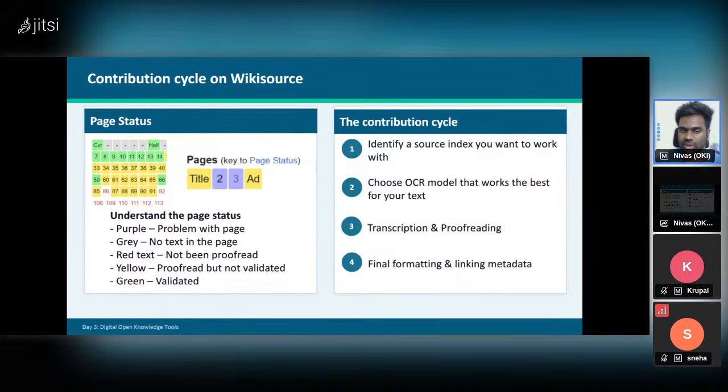The final step is where you'll have to work on final formatting. Could be center aligning some of the title text, or making sure that your punctuations are not missed, or your header and footer sections are more or less in line. And then linking your metadata so that this work is not lost as one of the pieces, but tries to link to other works of either the author or the publisher.